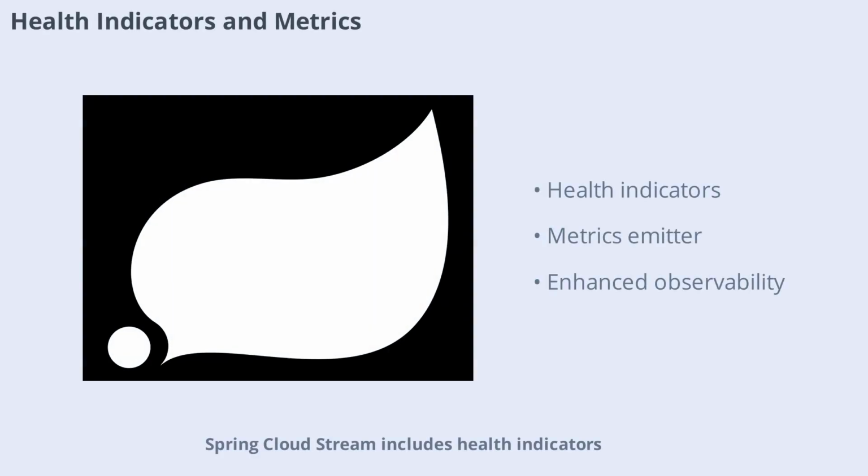Spring Cloud Stream includes health indicators for binders and a metrics emitter module. Health indicators help monitor the status of your messaging infrastructure, while the metrics emitter allows you to export application metrics to a named channel. These features enhance observability and operational insight, supporting proactive maintenance and troubleshooting.